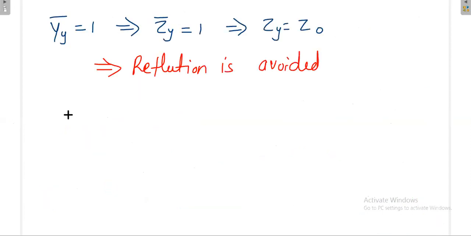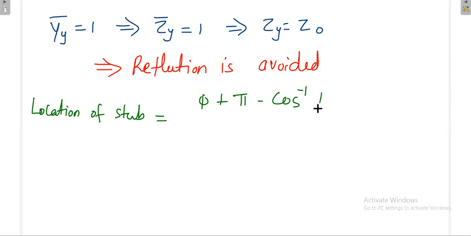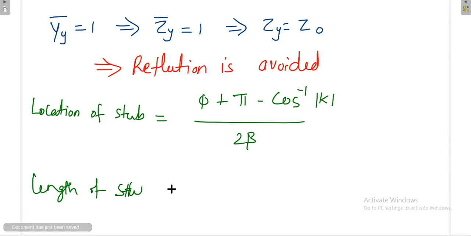Now I will finally give you the formula. What is the location of the stub? What is the length of the stub? With that I will stop. There is a formula to calculate the location of the stub. No need to remember, just write it down in your notes. You should just know these formulas. Location of stub, length of the stub.